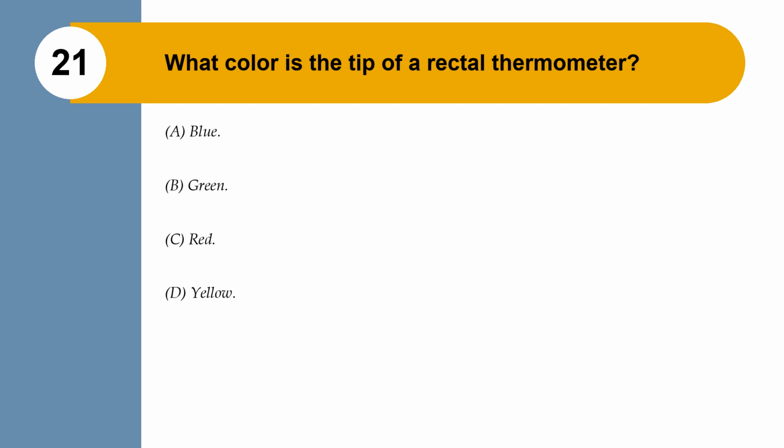Question 21. What color is the tip of a rectal thermometer? Option A, blue. Option B, green. Option C, red. Option D, yellow.